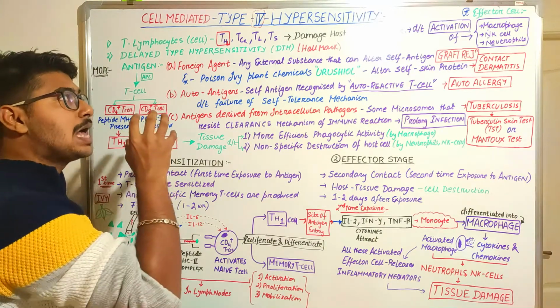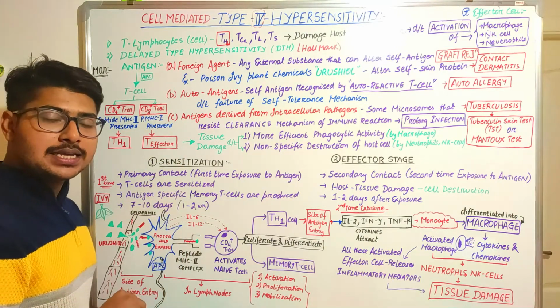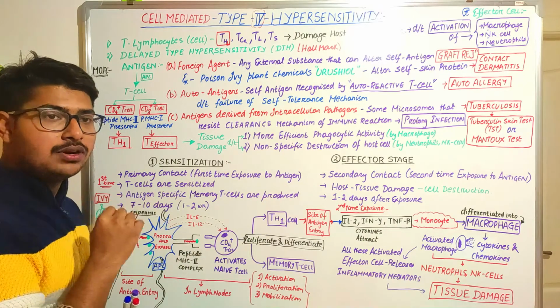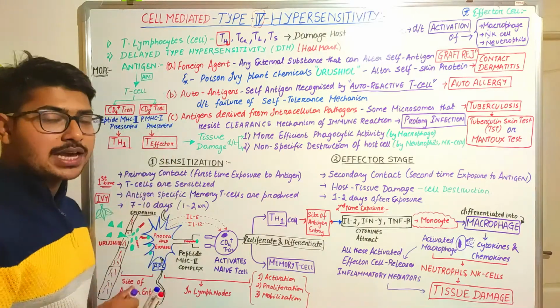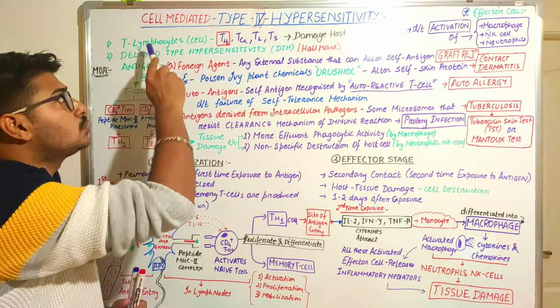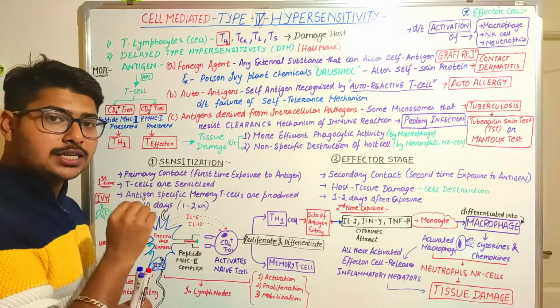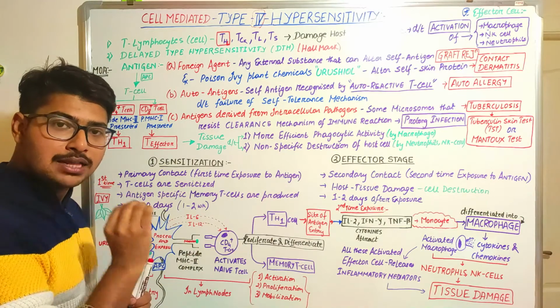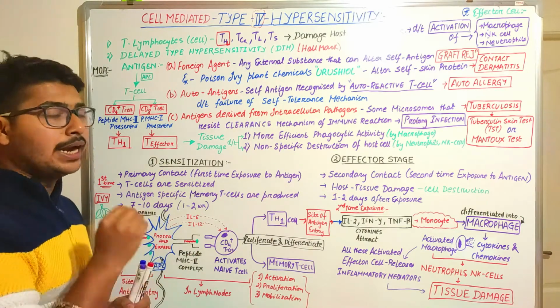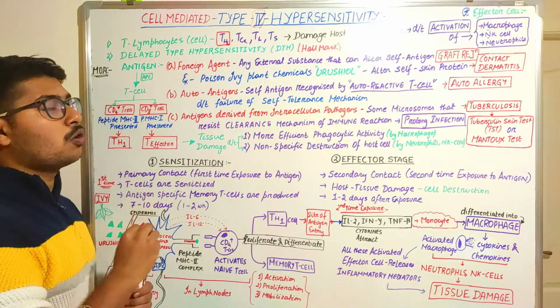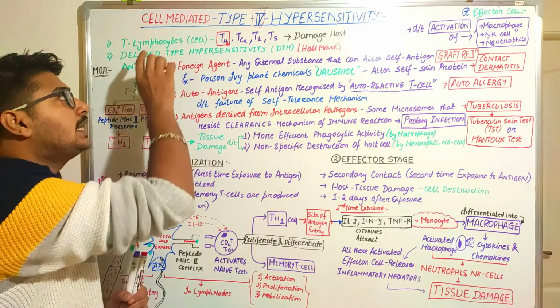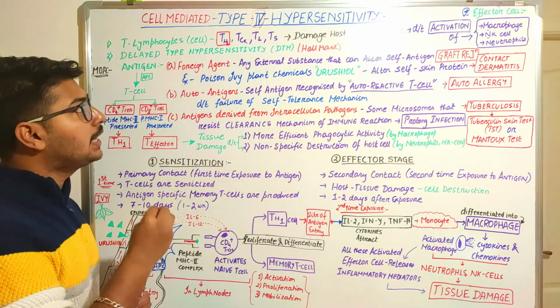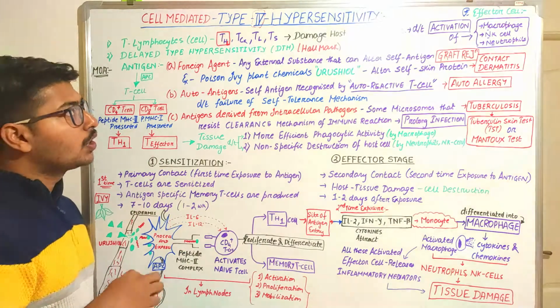How? Because this hypersensitivity reaction is mediated by a particular cell, that is T lymphocytes. That is the reason why it is known as cell mediated. It is not mediated by any kind of antibody, neither does it take help from the B lymphocytes. It is only mediated by the T lymphocytes, that is the Th1 cell.